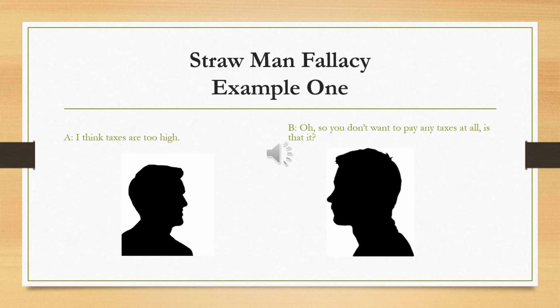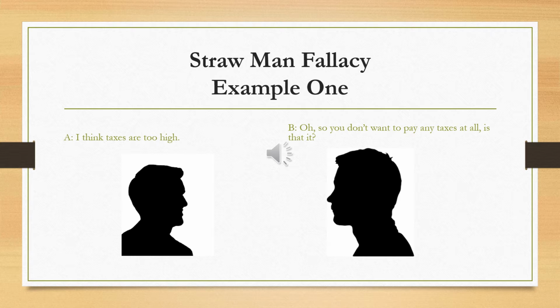In this example and in the subsequent example, person B is the one who is committing the fallacy. So here we have person A who has an opinion about taxes, and person A says, I think taxes are too high. So person B, instead of exploring the dimensions of that view, says, oh, so you don't want to pay any taxes at all, is that it? Well, clearly this is an extreme, exaggerated version of what person A said. Person A didn't actually say that they don't want to pay any taxes. They said they want to pay fewer taxes. So person B has distorted A's position, made it ridiculous, and then is going to attack that ridiculous, distorted paraphrase.